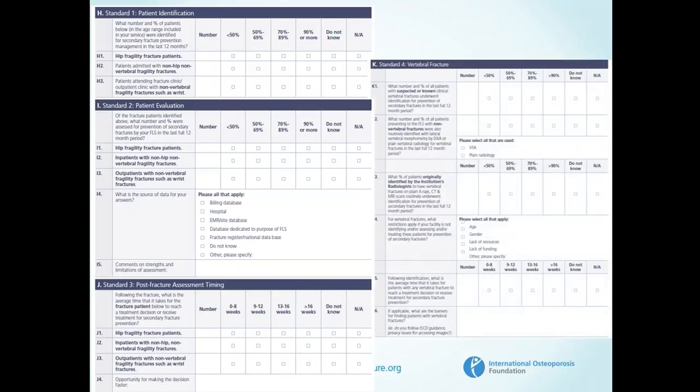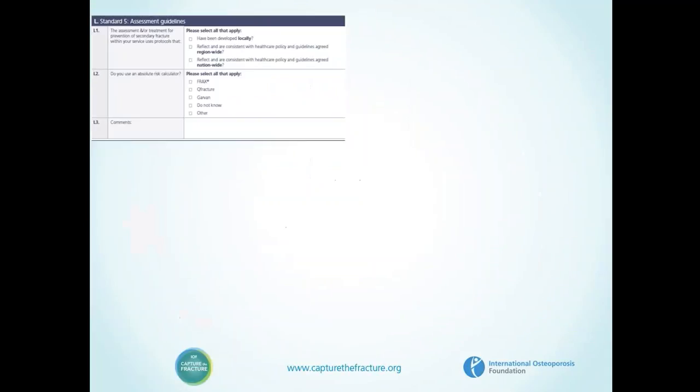Vertebral fractures, similar questions. It's also to understand the service better, and sometimes when there is something we don't understand, we always come back to a site to complete and to understand better how the service is working before there is a scoring.